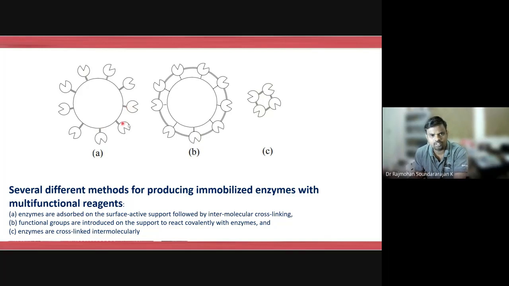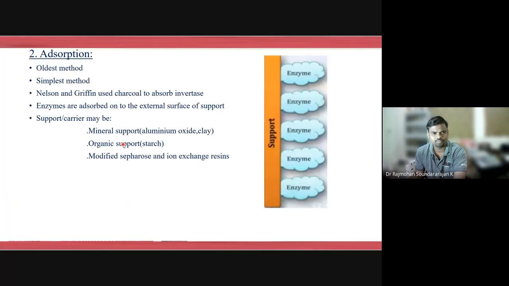Okay, because each one will have its own advantage and disadvantage, because some may be very strong, some may have weak forces. If there are weak forces, there will be deactivation taking place during the reaction. Okay. And another simple method, which we are well aware of as chemical engineers, is the adsorption method, which is one of the oldest and simplest methods used. In these particularly initial stages, to adsorb the invertase, they used charcoal as the support.